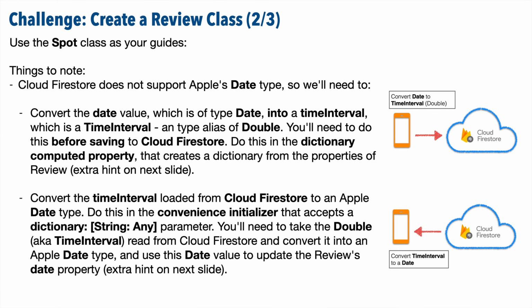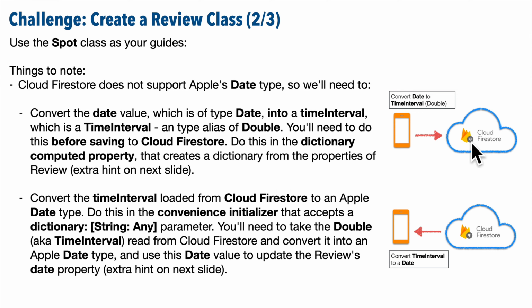Cloud Firestore does not support Apple's Date type. So we're going to need to convert the date value, which is that Apple Date type, into a TimeInterval, which is just a type alias for a Double, and you can definitely save Doubles into Cloud Firestore. Now, if you're still unsure how to do this, there's another hint coming on the next slide. But you'll want to do this before saving to Cloud Firestore.